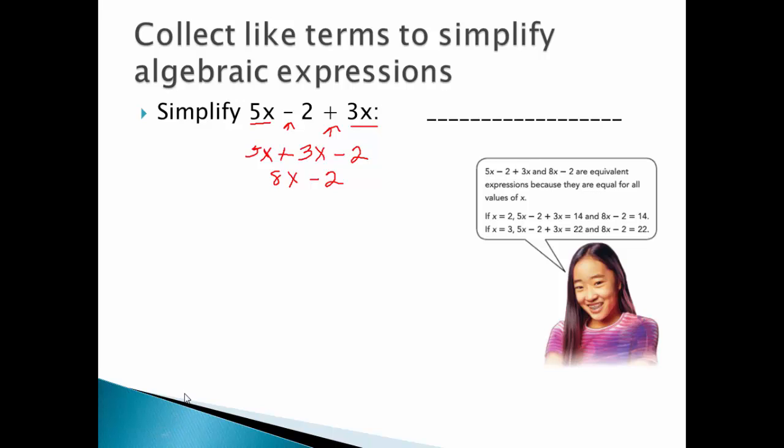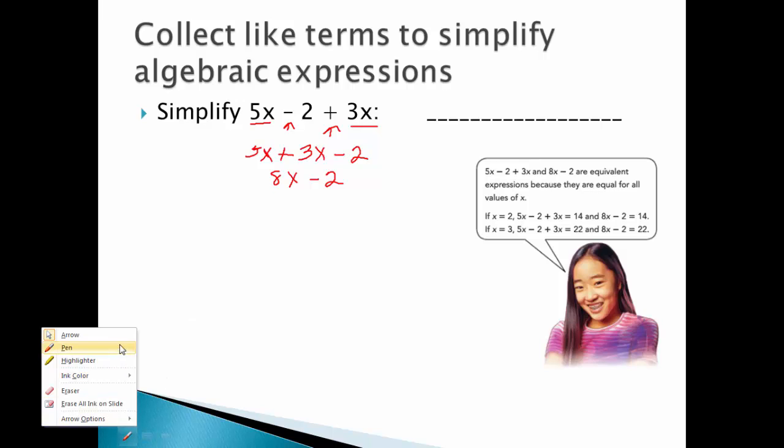5x minus 2 plus 3x and 8x minus 2 are equivalent expressions because they are equal for all values of x. Now here's how we prove it. If we say that x is 2, then let's just give that a try.